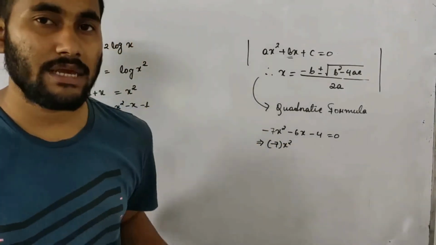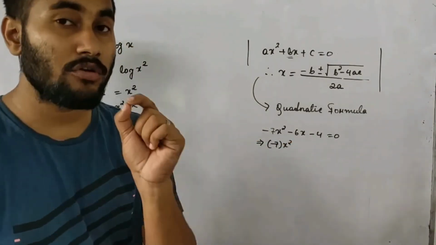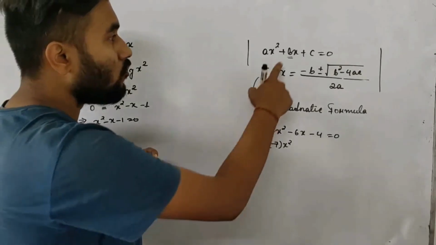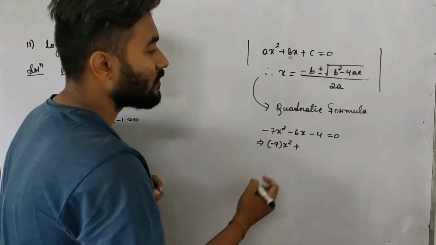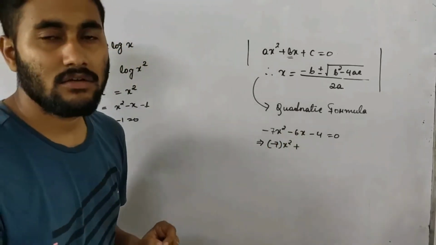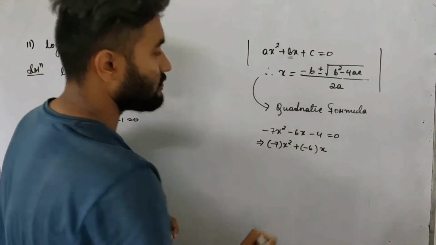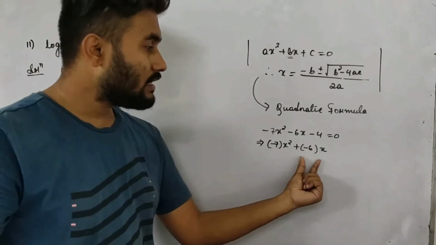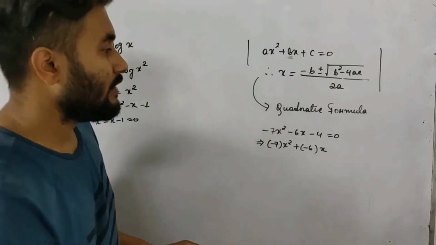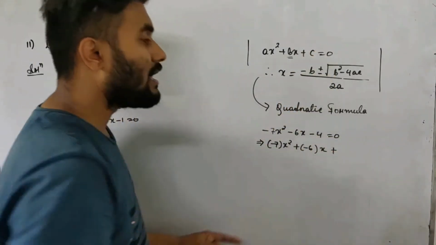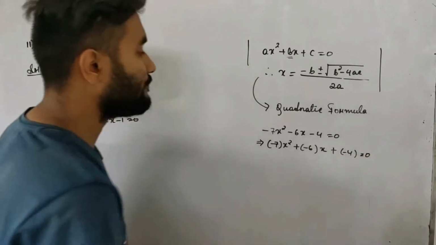Now here comes the mistake part. What is your b? Everyone will say my b is 6. No, your b is not 6. Over here there is a plus, so where will this minus go? This minus goes with the 6x. So what is your b? Your b is minus 6. Understood? It will match with this equation. And then plus c, so where will this minus go? With the 4. That is minus 4 equal to 0.